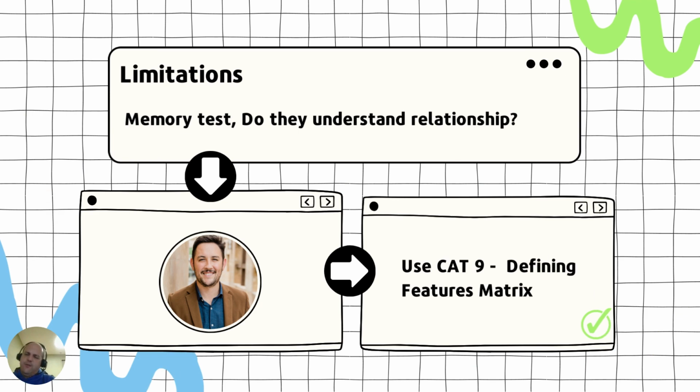Categorizing grids can potentially become a memory test, where the learner puts the term in a category because that is what the instructor told them to do. Aaron tells us if you think this is happening, you can scaffold the defining features matrix, which is actually Cat 9, on top of Cat 8 in a follow up lesson to ensure learners are understanding the relationships in each superordinate concept.